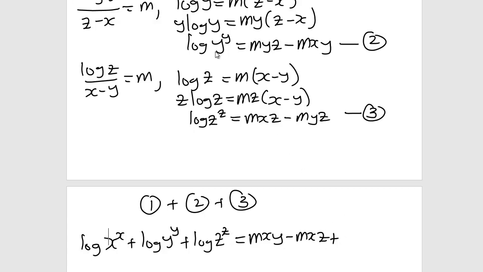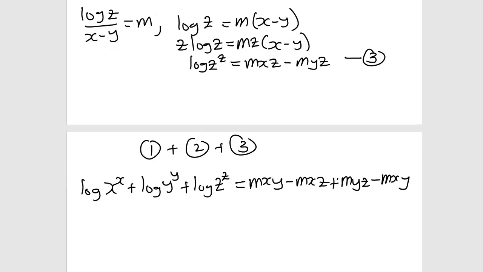Plus equation 2, we have myz, oh sorry, it's minus, we are over here, myz minus mxy, then plus the last equation, mxz minus myz.